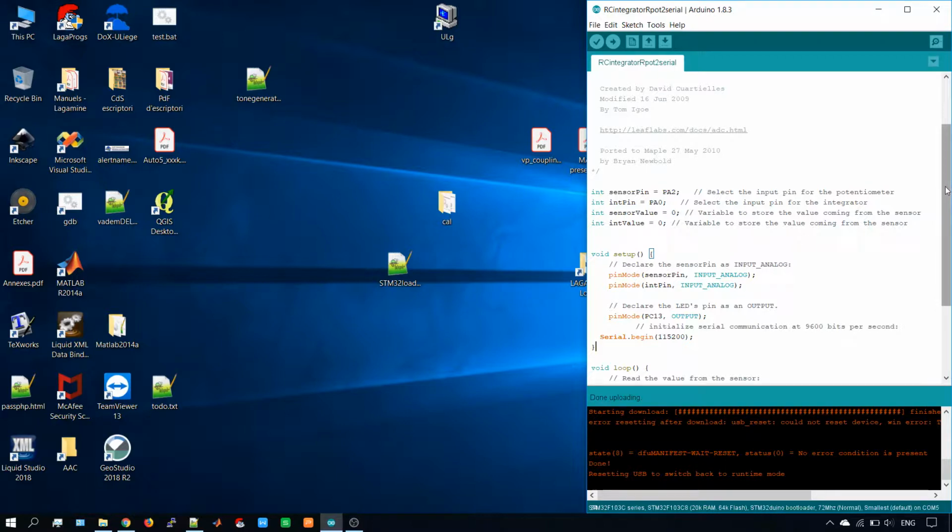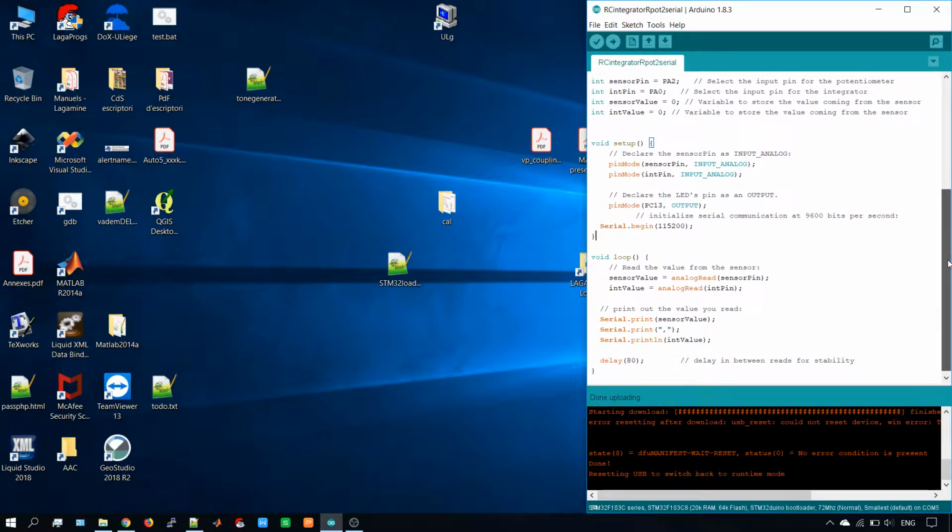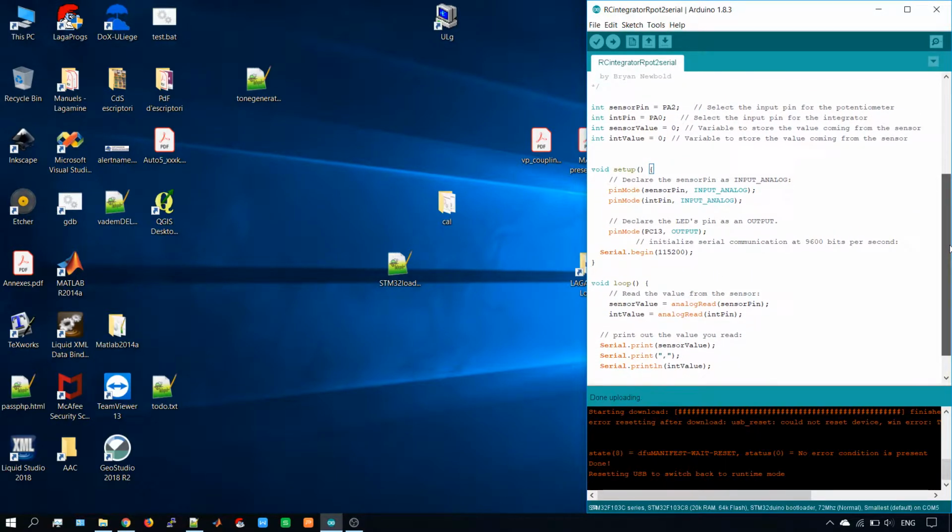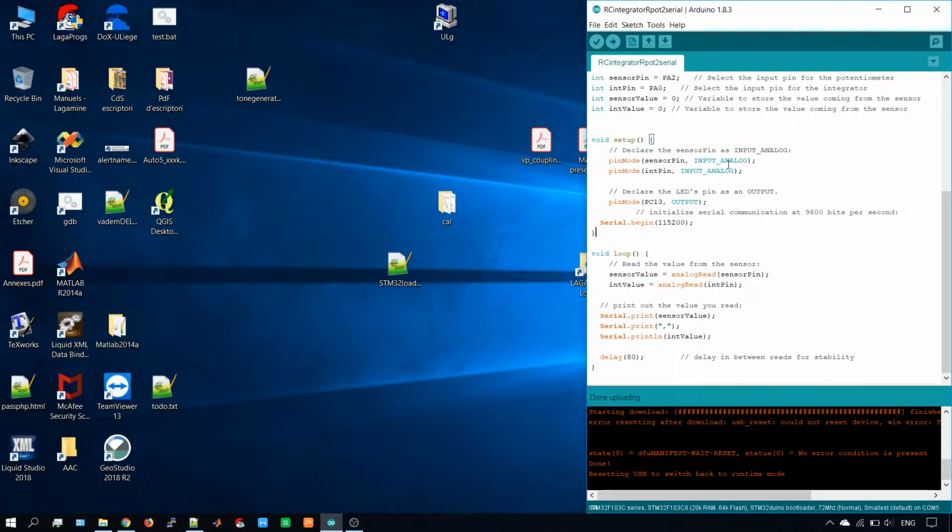The code is really short, so I don't even need to scroll. We see I define the PA2 and PA0 input pins. So the PA2 will be the voltage in the sensor. I call it sensor, it's the input voltage, and the int pin for integration pin, it's the out voltage. So the only thing I do is to read these voltages and output them in a serial.